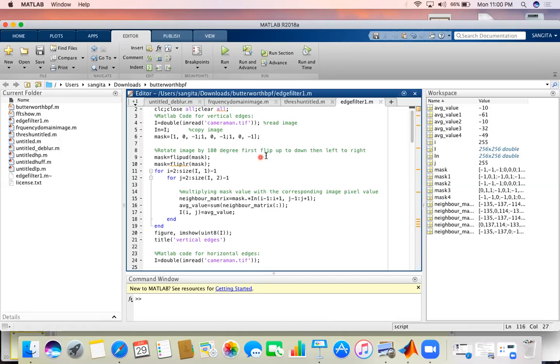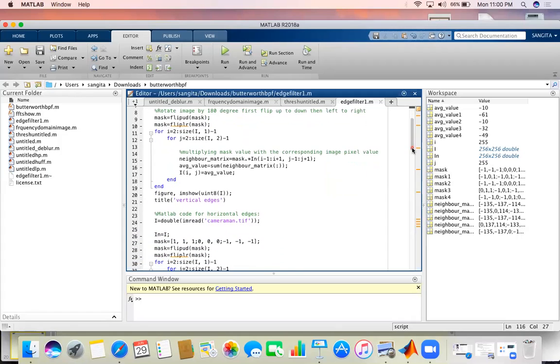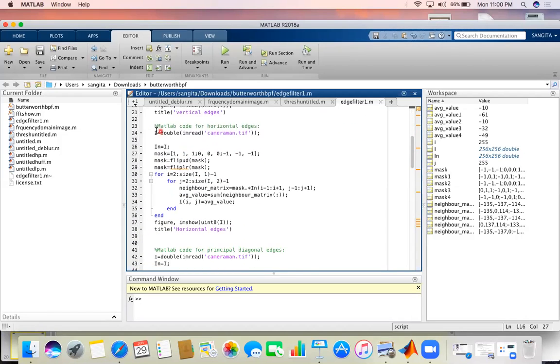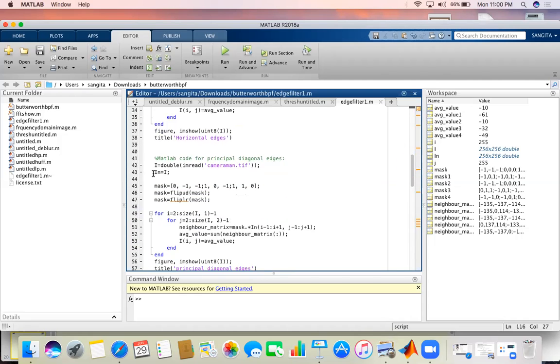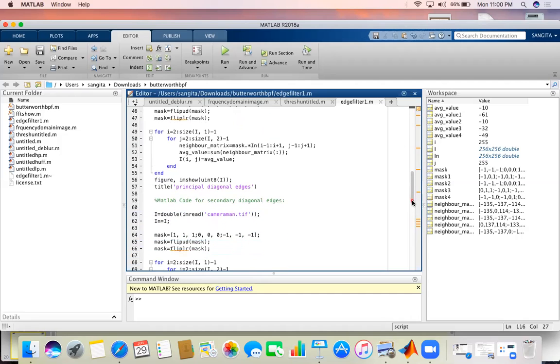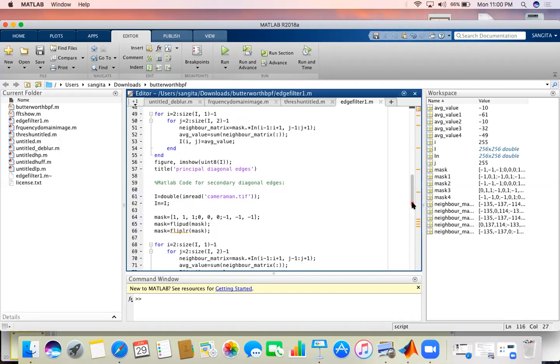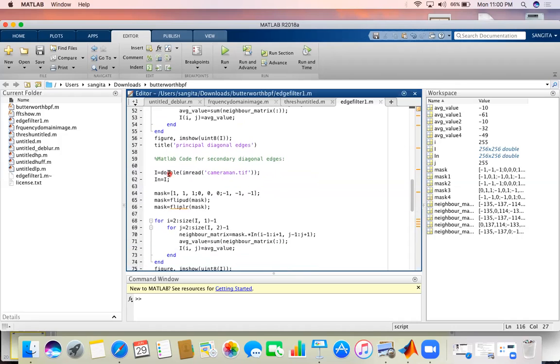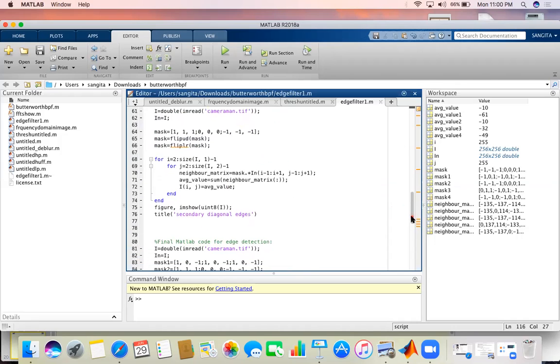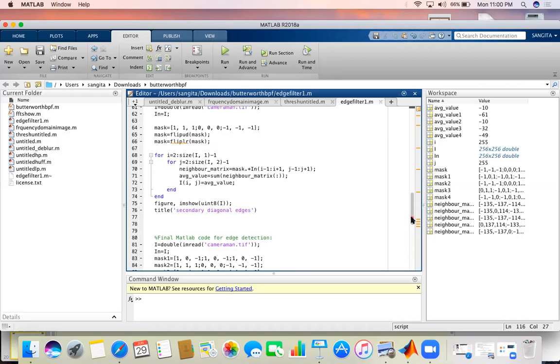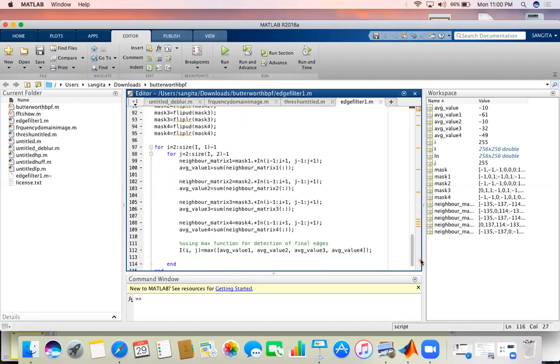First one, it is showing vertical edges. Then it is for horizontal edges, this one for horizontal edge. Then diagonal edge, with the corresponding mask. Then combining all, secondary diagonal edges are given by this, and the final edge detection is given by this.